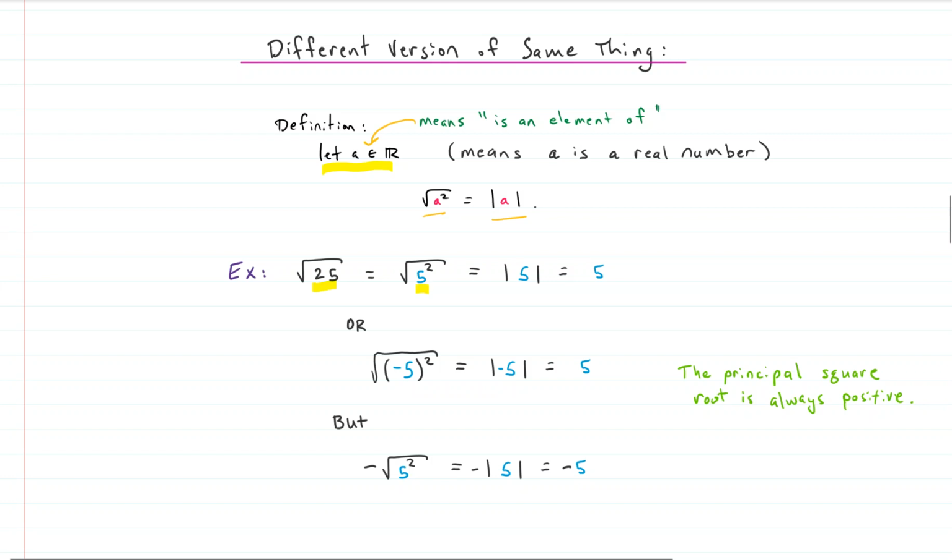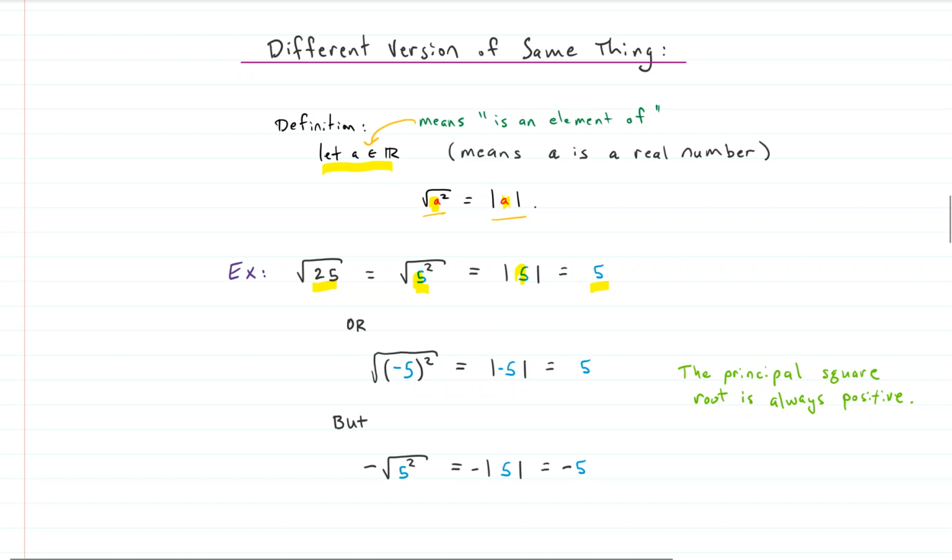25 can be written as 5 squared, and then the a here is 5, so we put 5 in absolute value, and the absolute value of 5 is just 5. That was nothing new, right? That's really the result that we got a few moments ago.